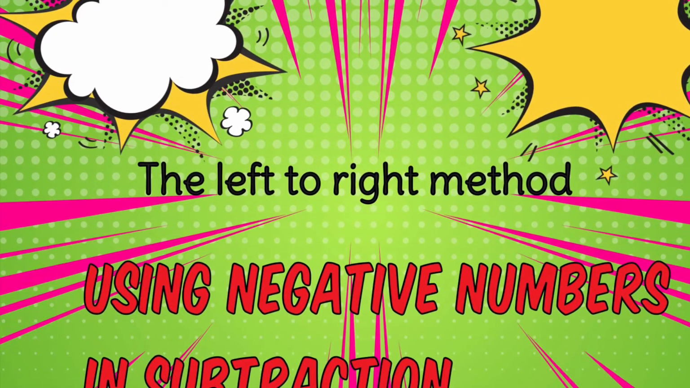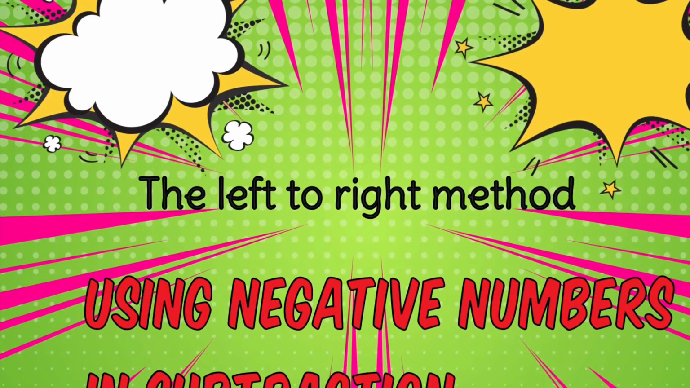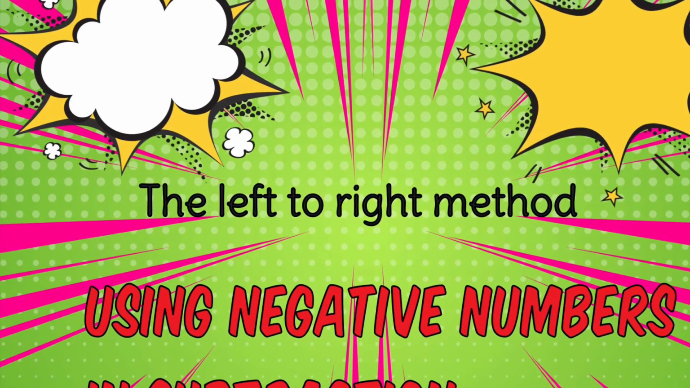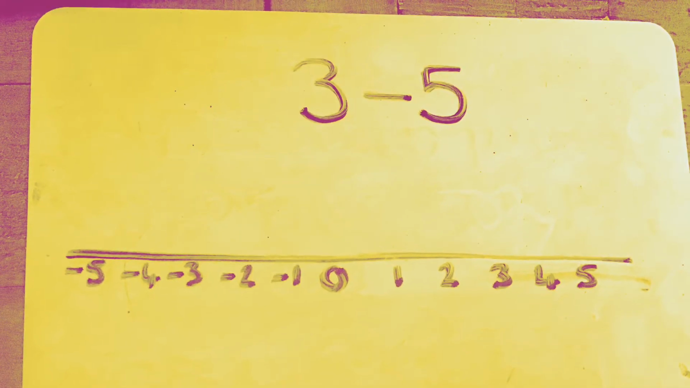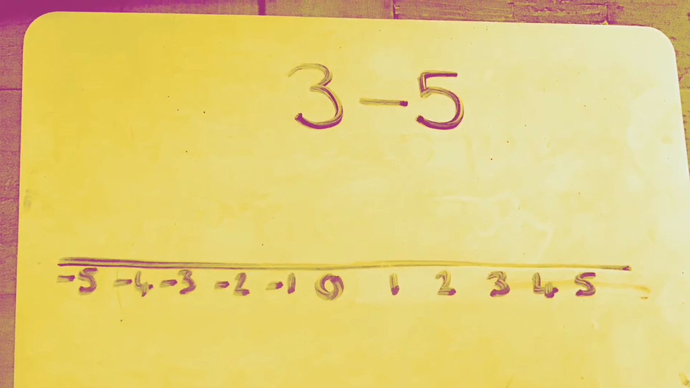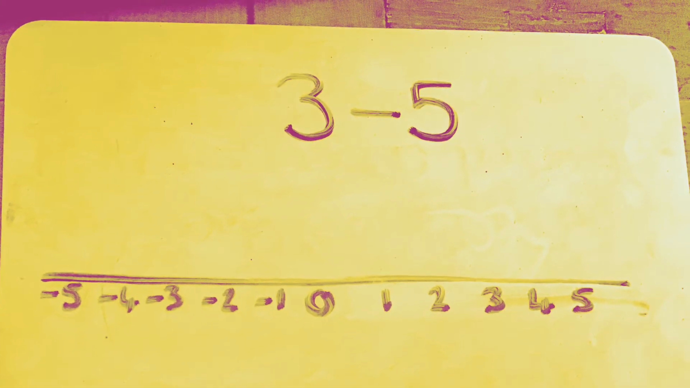Yesterday we learned about negative numbers. Today we're going to learn how to use them when subtracting using the left to right method. So based on the learning we did on Monday, can you use this number line to solve this problem? 3 take away 5.